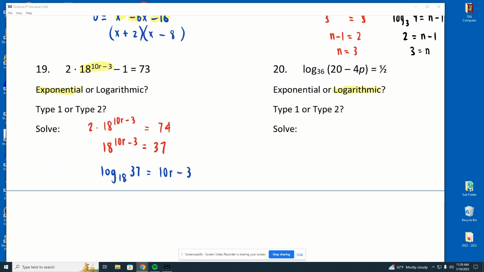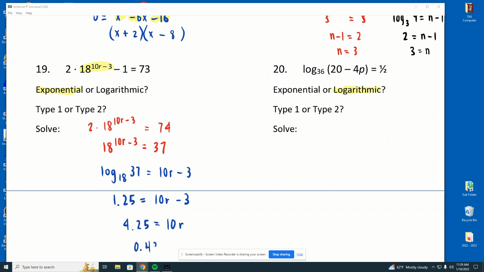Again, I'm going to go to my calculator, alpha, window number 5, and do log base 18 of 37, and I'm going to get a decimal, looks like 1.25. And that equals 10r minus 3. So I'm going to add 3, so that's 4.25 equals 10r. And then I'm going to divide by 10. So 4.25 divided by 10 gives me 0.425.